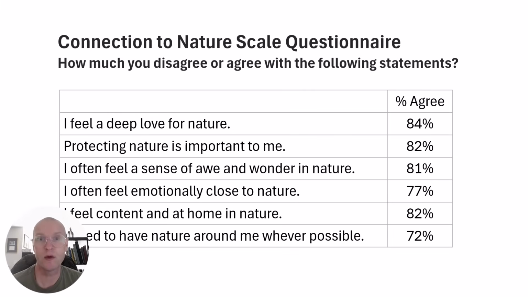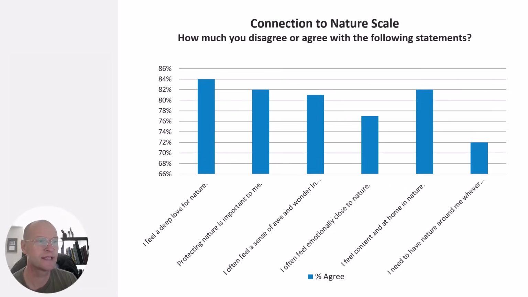Okay, so this is how the chart is going to be set up. This is the data that we're pulling the chart from, our connection to nature scale questionnaire. It's the percentage of people who agreed to these statements, kind of like on probably a Likert scale or something. So the people who agreed were the people who said agree and strongly agree. Pretty common technique from what we do. I went ahead in Excel or PowerPoint, I created a column chart just like this. This was the default chart that it gave me.